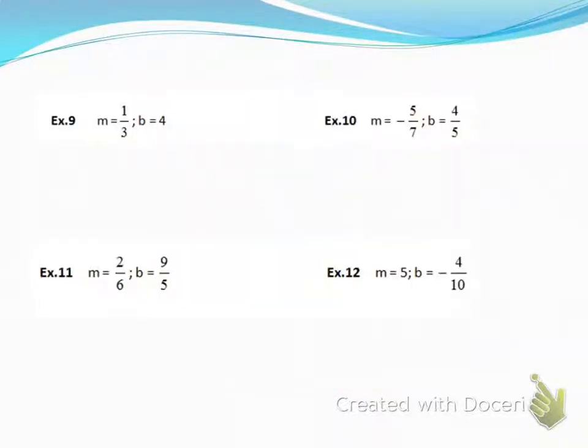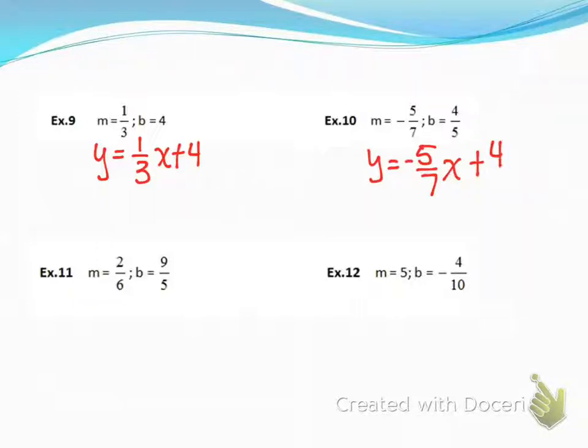We'll use the popsicle sticks. Keon, what did you get for number 9? Y equals 1/3 x plus 4. Very good. Ryan, what did you get for number 10? Y equals negative 5/7 x plus 4/5. Very good.